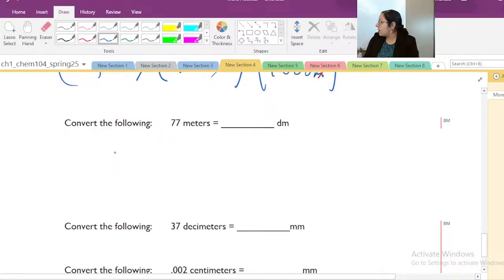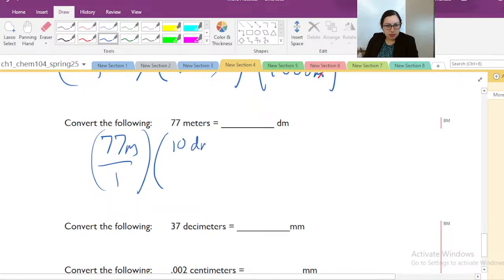And so I'll kind of write it out more formally. So 77 meters. And then I just used our relationship that we have 10 decimeters in 1 meter. And then you get the same answer as Bray over there of 770 decimeters. Good. Questions on that one?